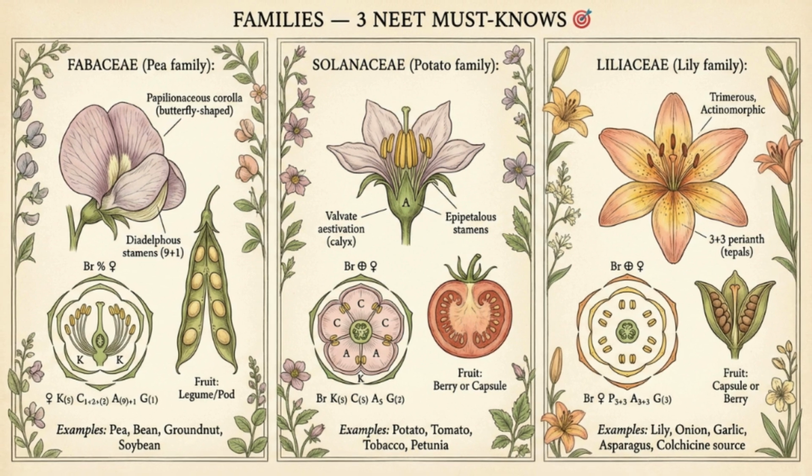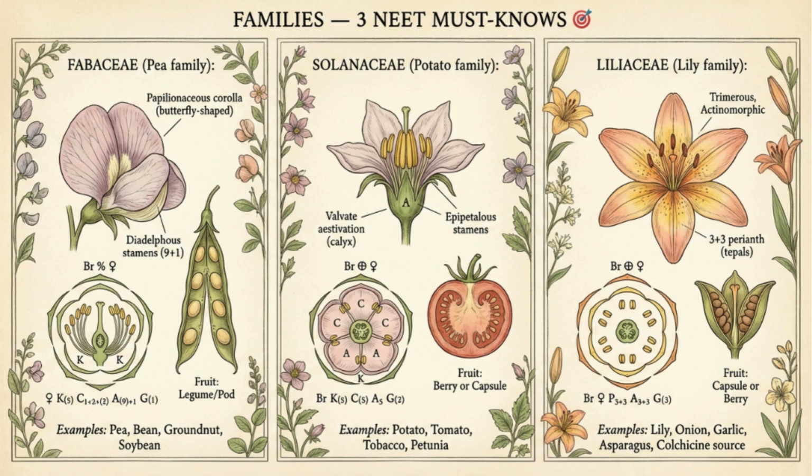Fabaceae, the pea family. Flower is papilionaceous, shaped like a butterfly, with a standard petal, 2 wing petals, and 2 fused keel petals. Stamens are diadelphous, 9 fused plus 1 free. Fruit is always a legume or pod. Groundnut is underground, but still a legume. Solanaceae, potato family.